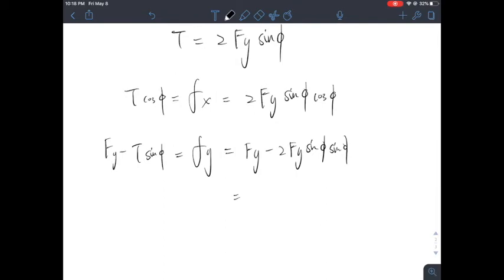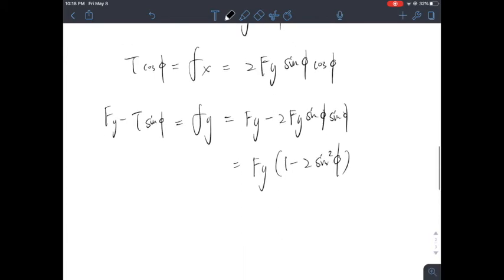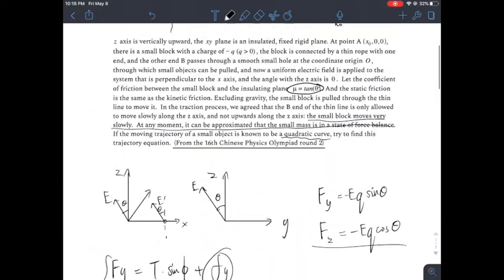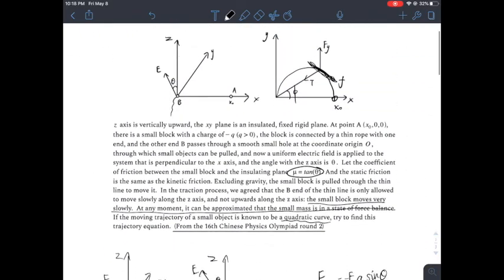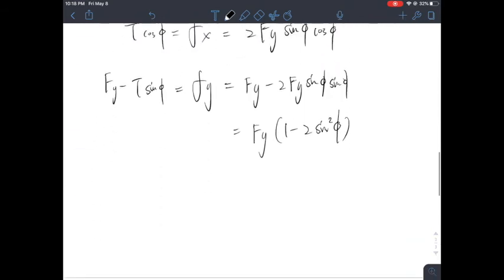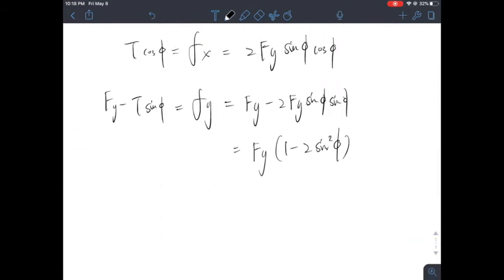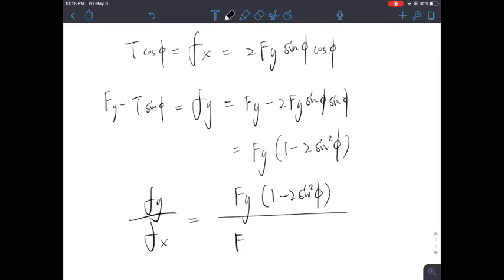Then we simplify a little bit, we factor out Fy, and we have Fy times 1 minus 2 sine squared phi. Then we need to remember that our normal force is always tangent to our trajectory, so maybe we can use the fact that the tangent is just a derivative. If we know the derivative of a function, we probably can know something about its trajectory. That's brilliant. Let's try to solve it.